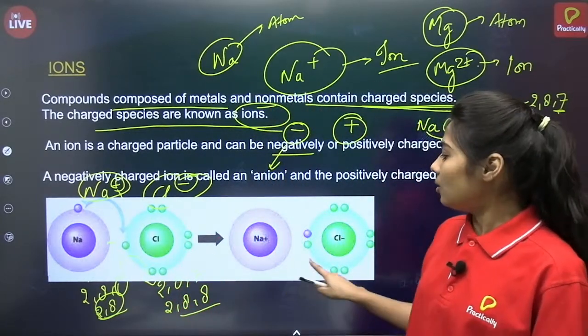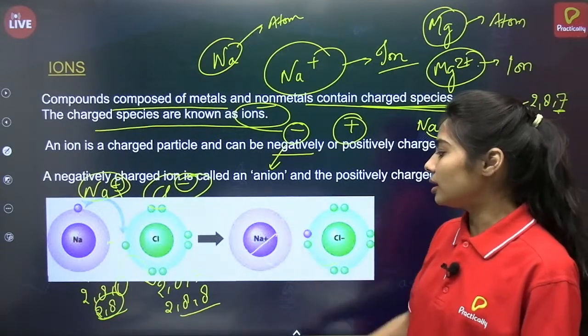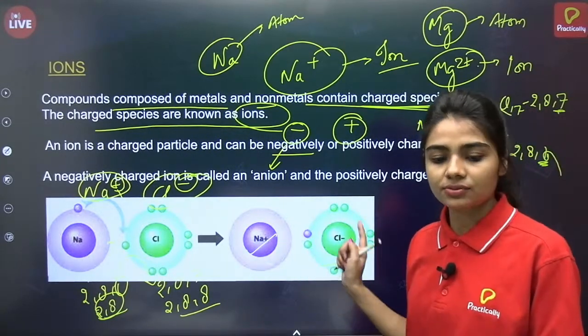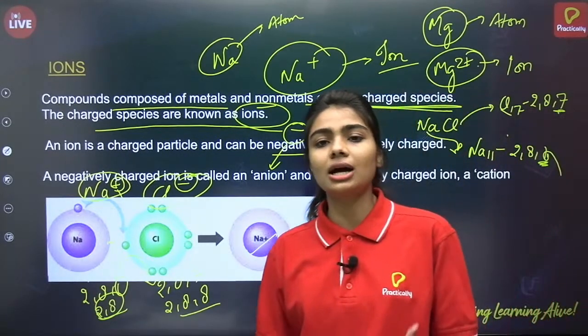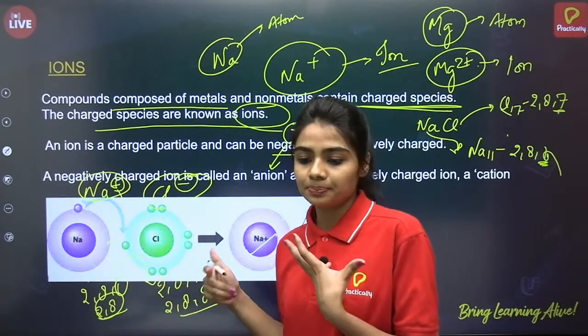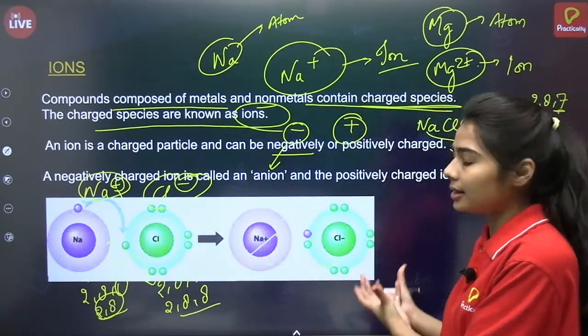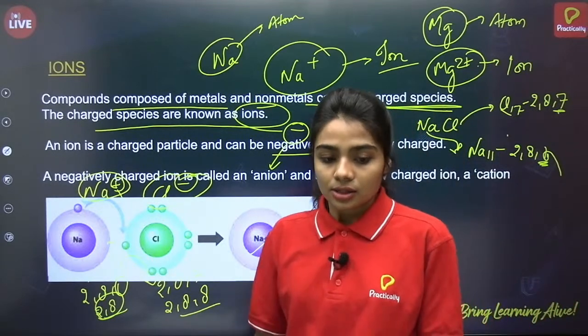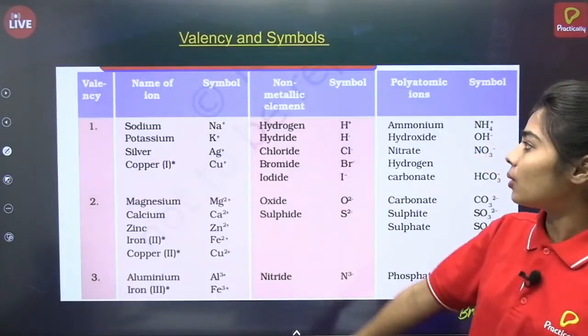So this is how the charges are formed. Sodium loses an electron, positive charge. Chlorine gains an electron, negative charge. Positive means your cation and negative means your anion. So these are all about ions.